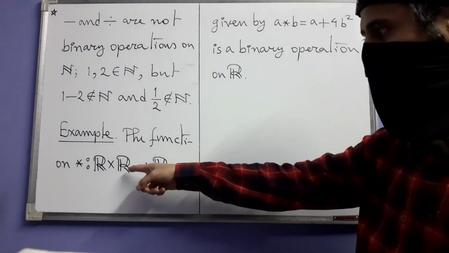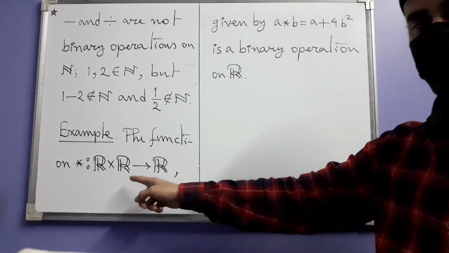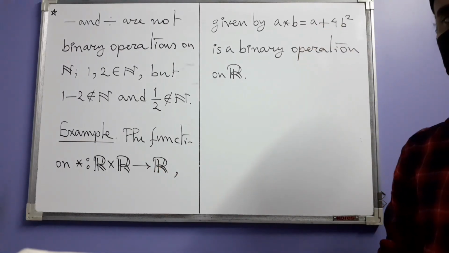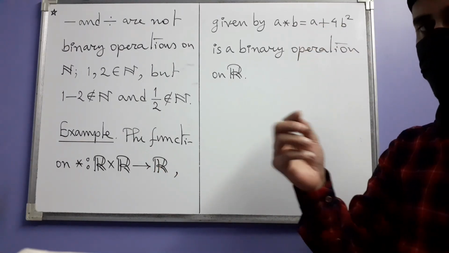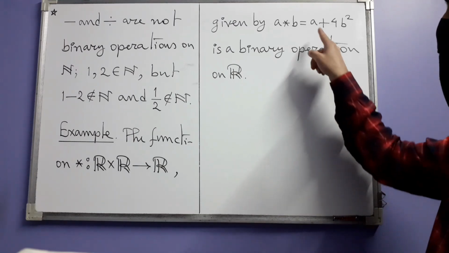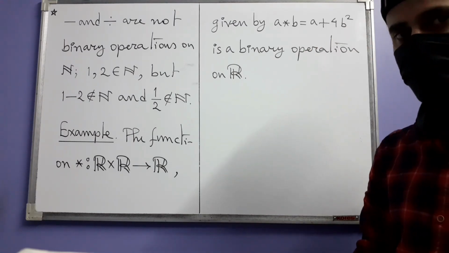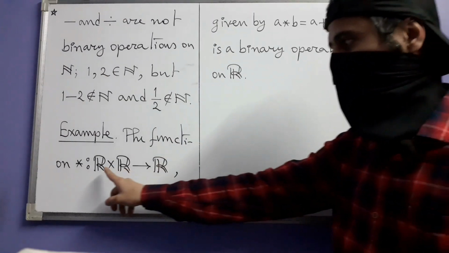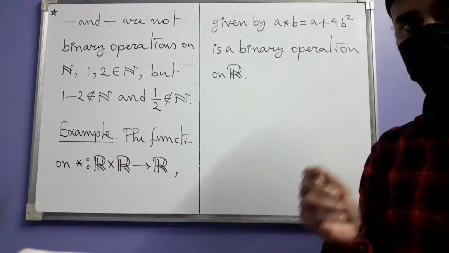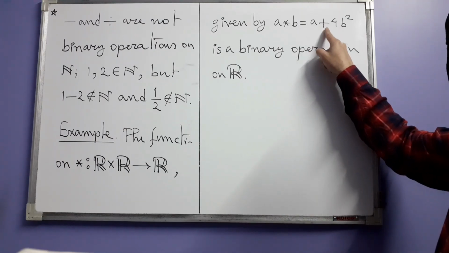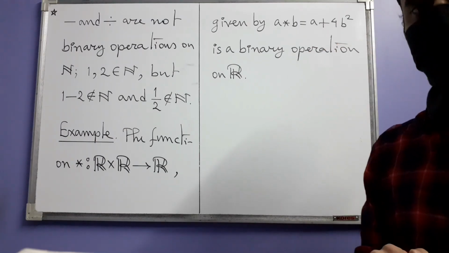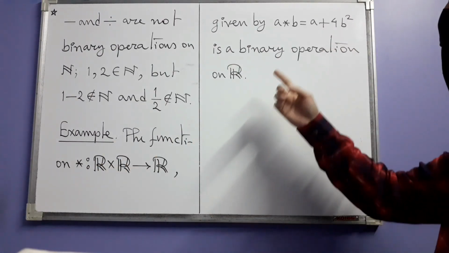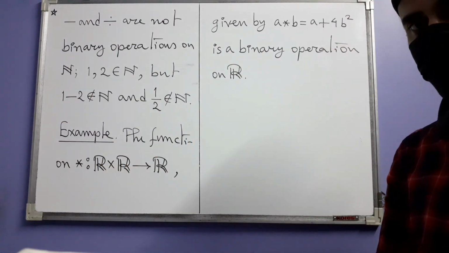For example, consider this function star, again from R times R into R, given by this formula. A star B means star of A comma B, that is A plus 4B squared. This is a legitimate function of this type. That is because for any two given real numbers A and B, A plus 4B squared is a unique real number. So this is a legitimate function, and that's why it's a binary operation on R.